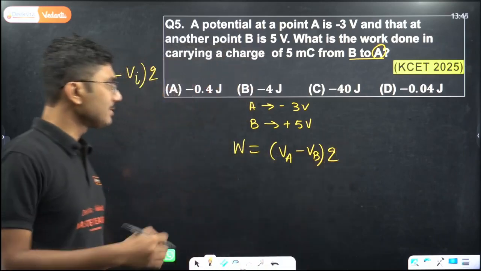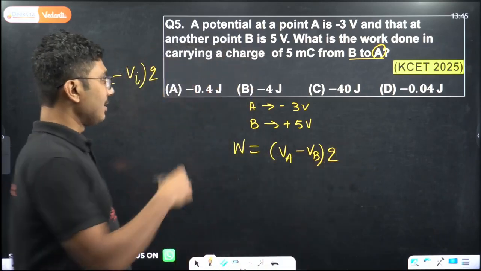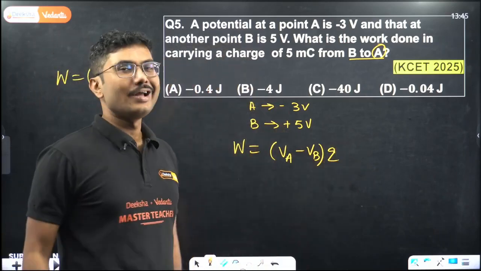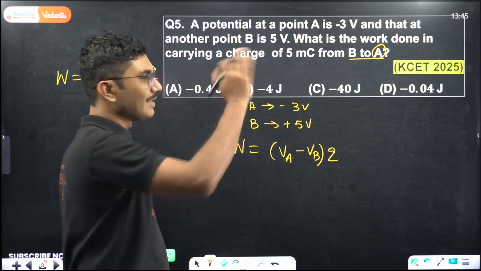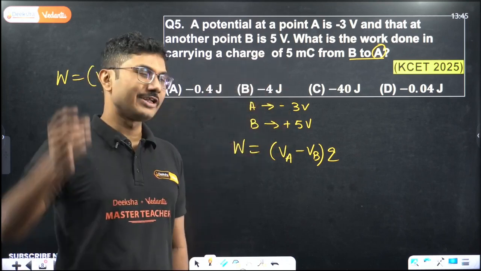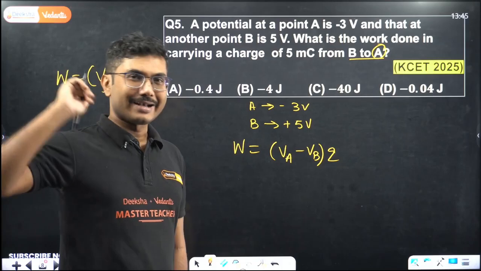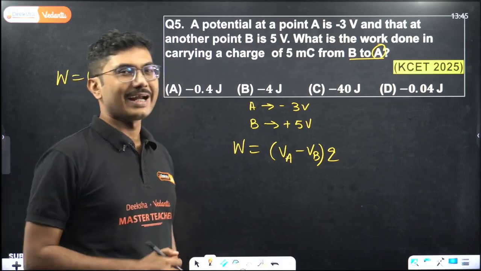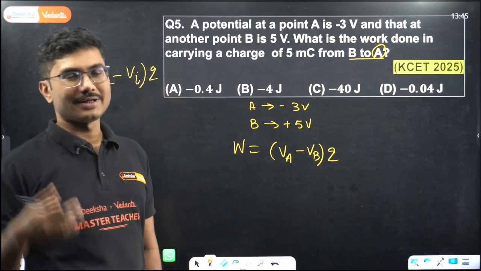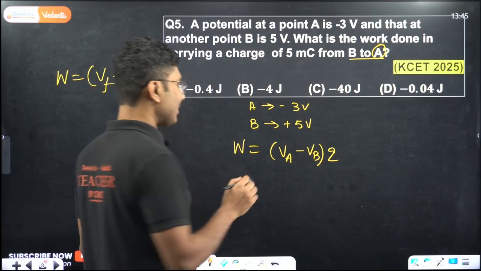Even though all the options here are given as negative, the final answer will be negative. But if the correct answer is given in both negative and positive, I can bet that at least 20% of students will fall for that and write the positive answer, not the negative answer. So that is one important point.